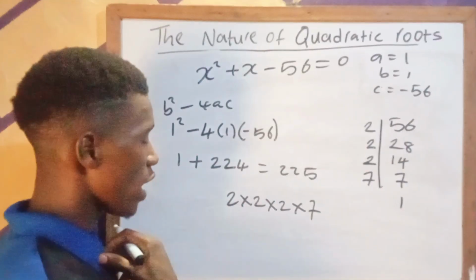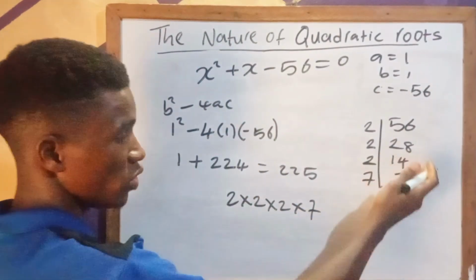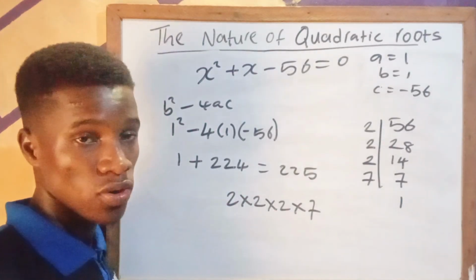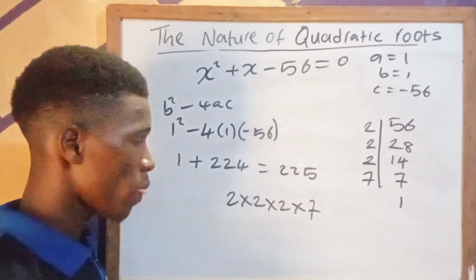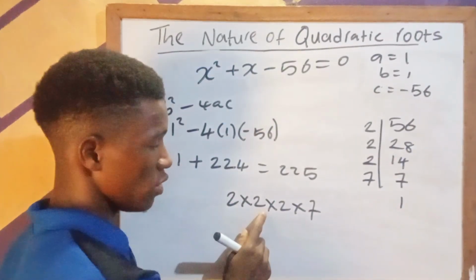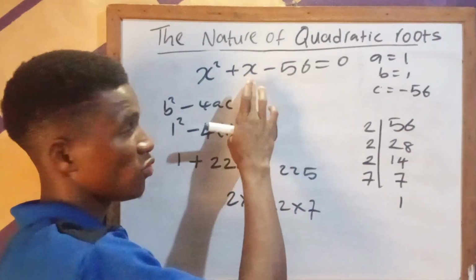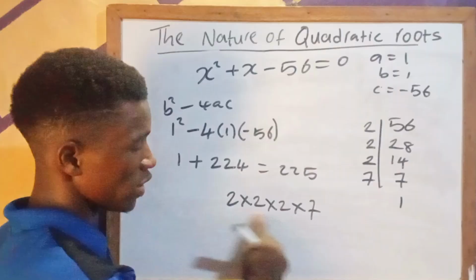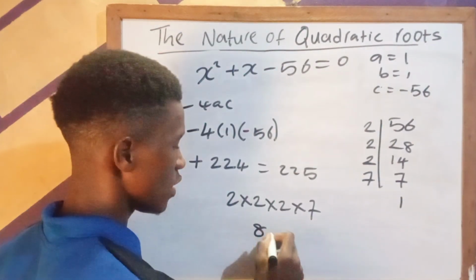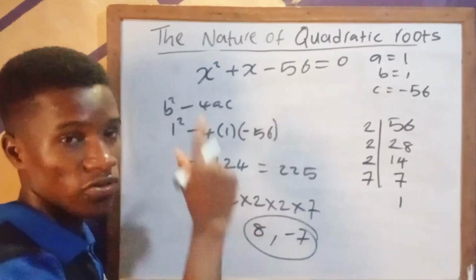You now say, how do I arrange these numbers so that when I add them, it's going to give me this. So when you finish this method, what you should be looking at is how the sum of the factors will be. So when you say 4 and 14, there's no way you can add them or put a negative sign to give you 1. So you look for this one, you see that 8 and 7. If you say 8 and minus 7, when you add them, you're going to get 1. So you know that these are the factors of this particular expression.